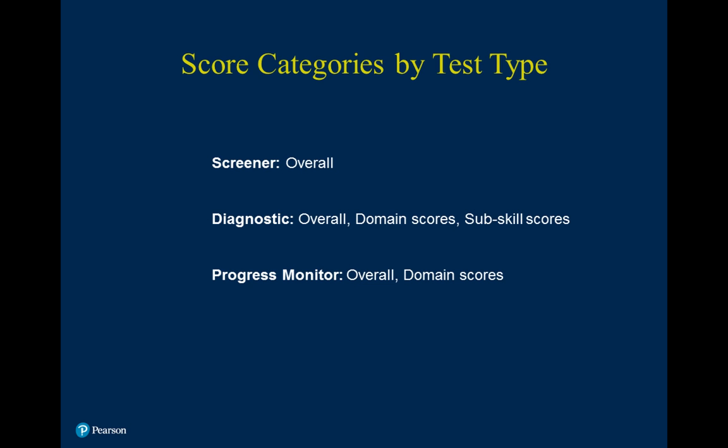It's going to give you the domain scores for listening, speaking, reading, and writing, as well as some of those sub-skill scores that we talked about, like grammar, spelling, fluency, and so forth. And then we have the progress monitoring, and that's going to give you the overall score as well as domain scores. So you can see the differences in the scoring provided by each one of those.